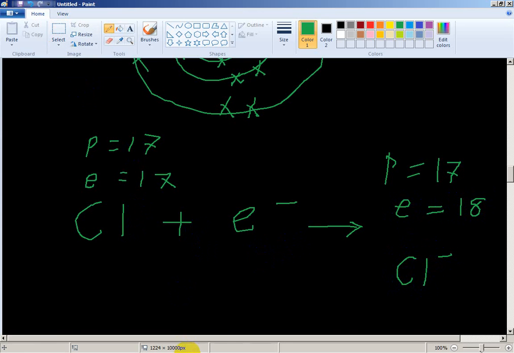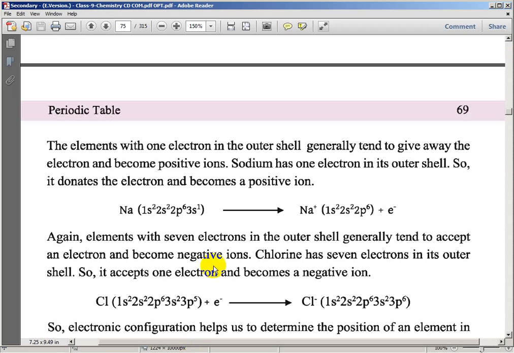Elements with 1 electron in the outer shell generally give away, or lose, the electron to become positive ions. Sodium has 1 electron in the outer shell, so it donates the electron and becomes a positive ion.